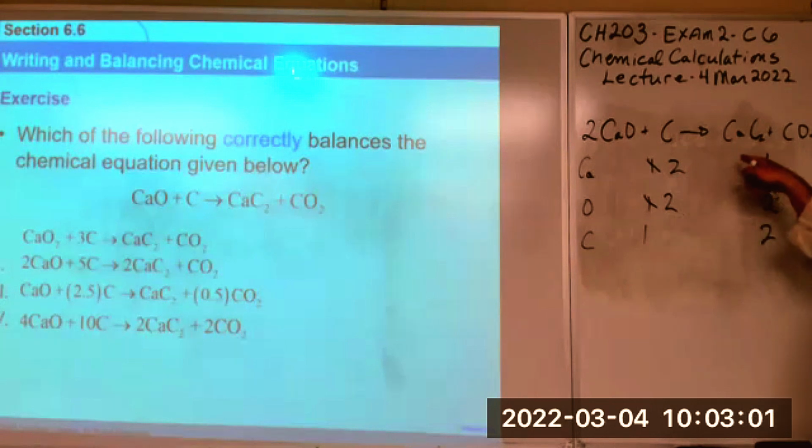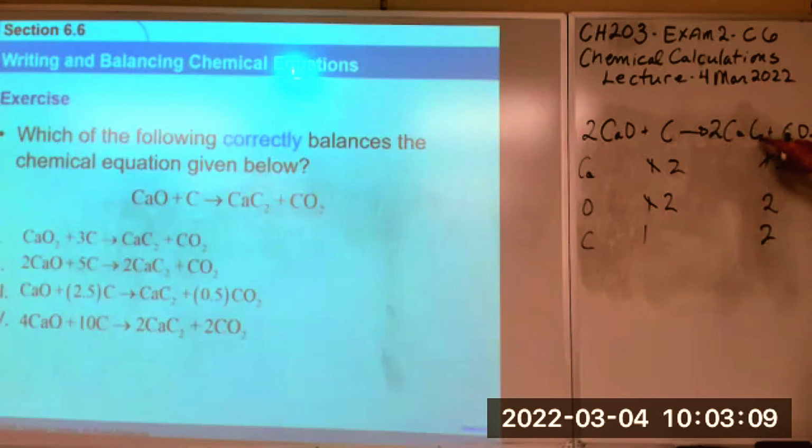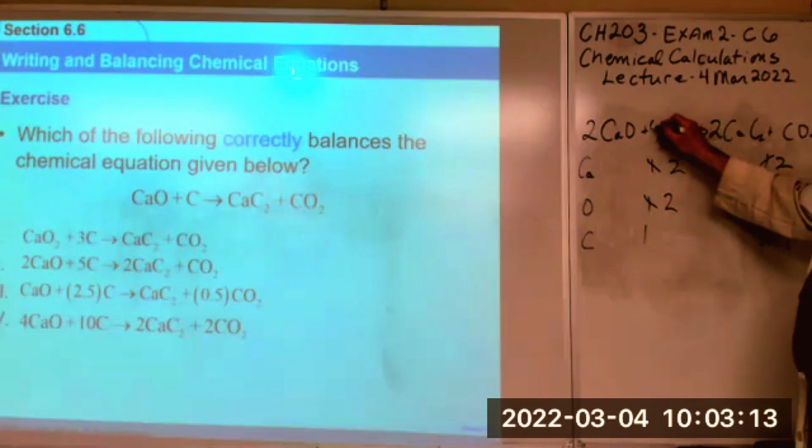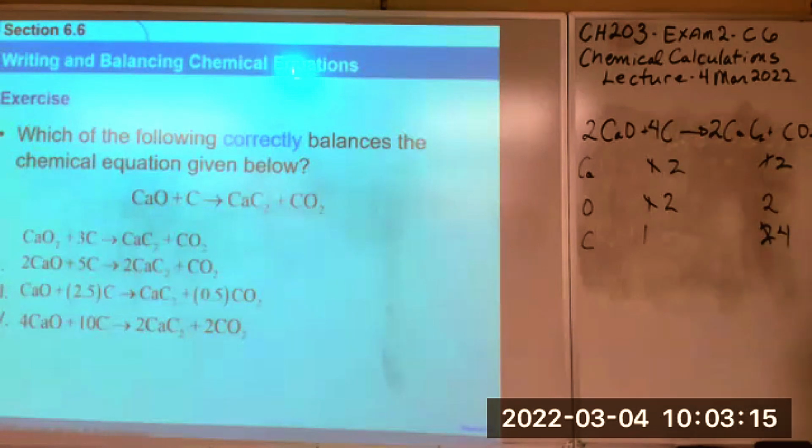Now we need, let's see, 2 calciums. There we go. 2 calciums changes the carbons to 4. Now we need 4 carbons. We're done. Oops. There we go. Now we're done. Did I lose anybody?